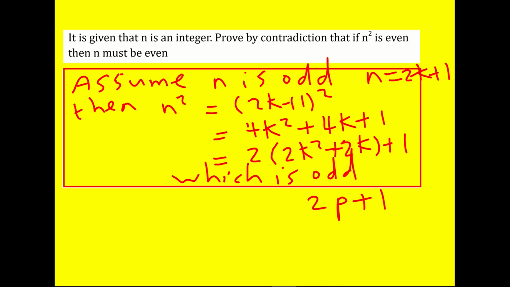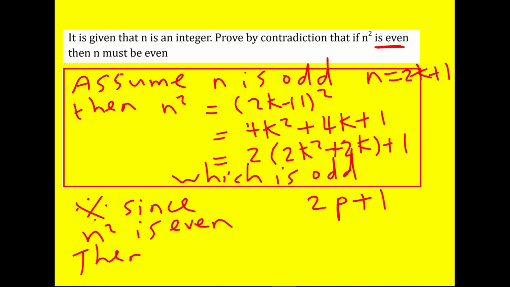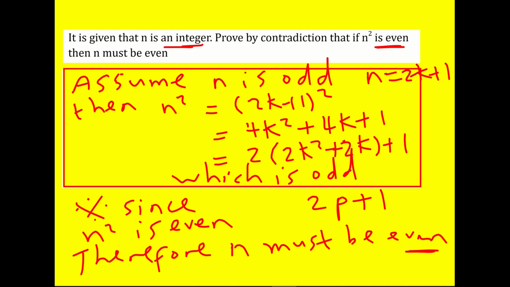But I've assumed, but I know that n squared is even, and I've just shown that it's odd. So this is a contradiction, since n squared is even. So therefore n must be even. Yeah, I know it's a whole number. I've said that at the start. So if it's not odd, it must be even. That's the only other thing it could be.